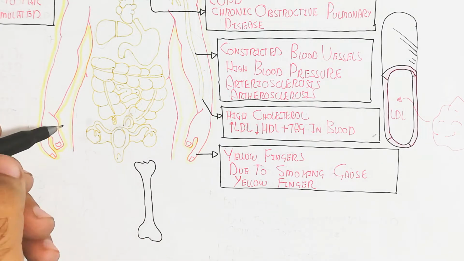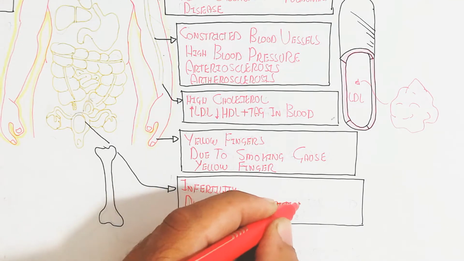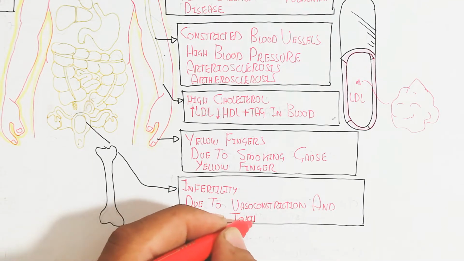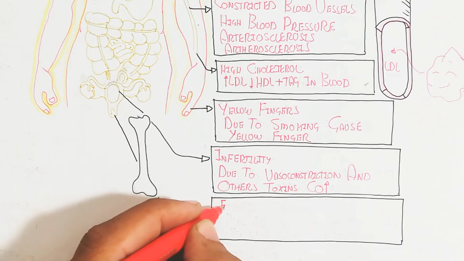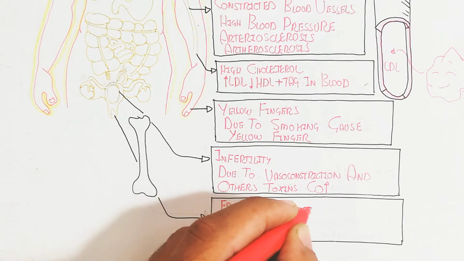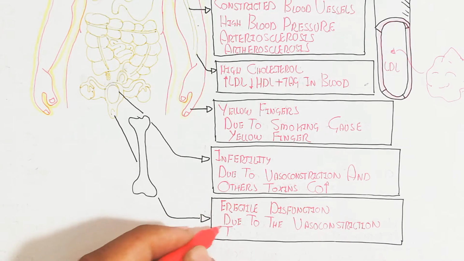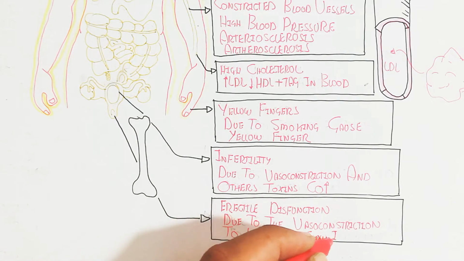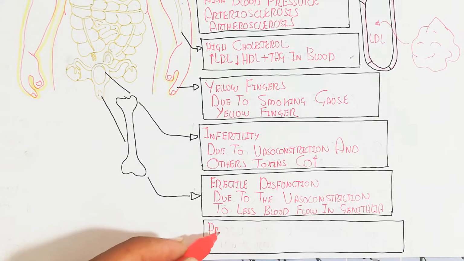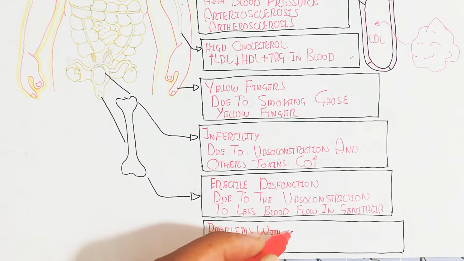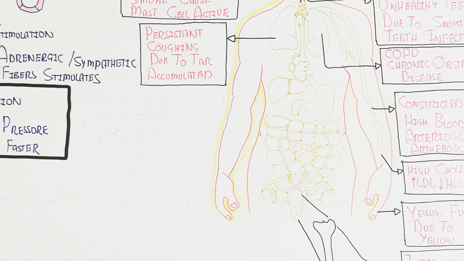Then infertility, due to vasoconstriction and other toxins, and increased carbon monoxide leads to anaerobic respiration and aerobic respiration inhibition. Erectile dysfunction is due to vasoconstriction causing less blood flow in the genitalia of females and males, so the erectile tissue dysfunctions, and there are problems with pregnancy and newborns. Let's begin to understand further complications.